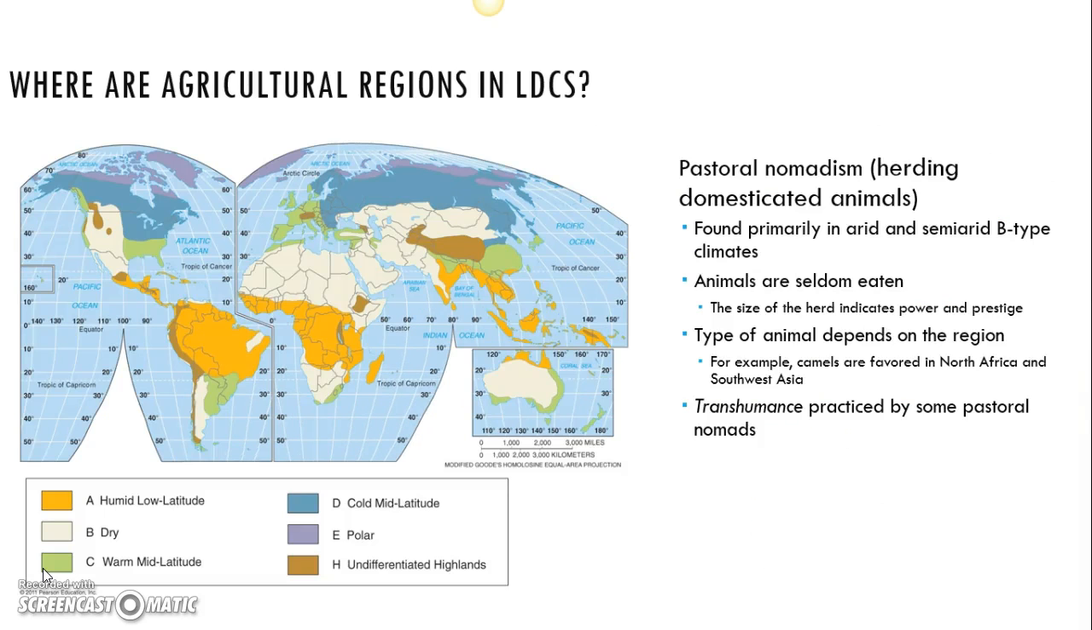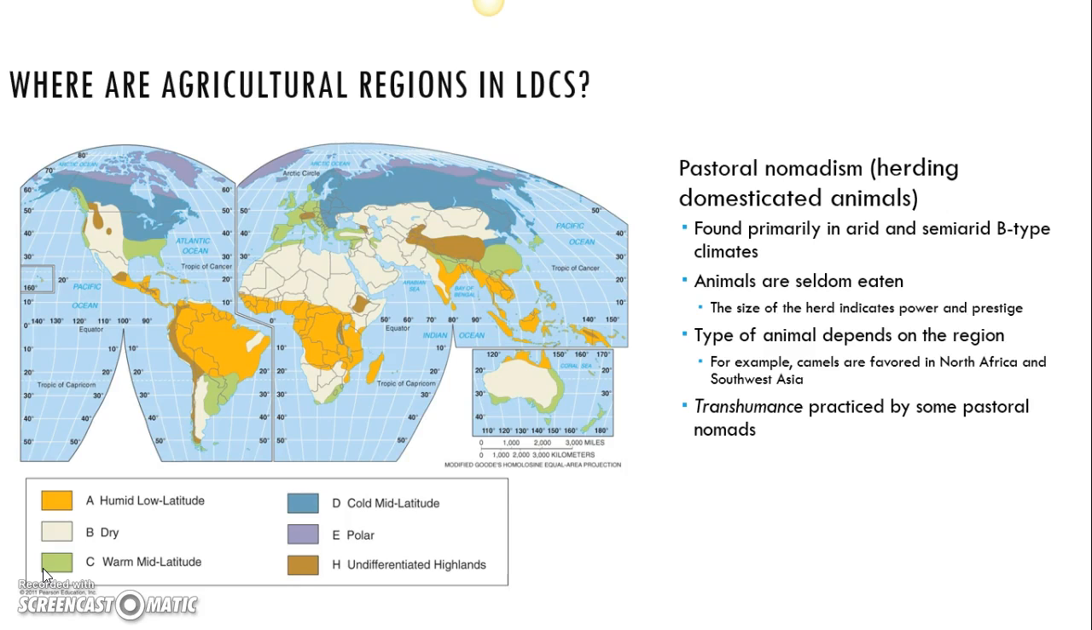The other major type of agricultural region we need to talk about is herding domestic animals, and these are primarily found in our arid or semi-arid climates. Arid, by the way, is just a fancy word that means dry. So arid climates are dry, semi-arid are somewhat dry. And for purposes of our map, these are our B-type climates, so we're going to find them in the Midwestern United States, parts of Argentina, large parts of Northern Africa, some of Southern Africa, much of Australia, okay, and on down the list.